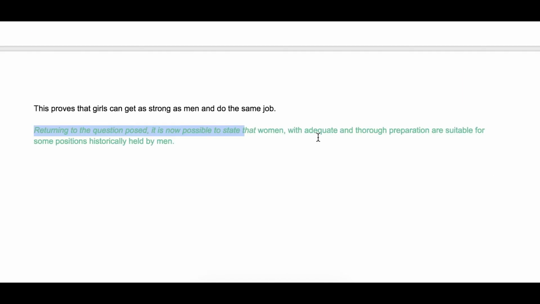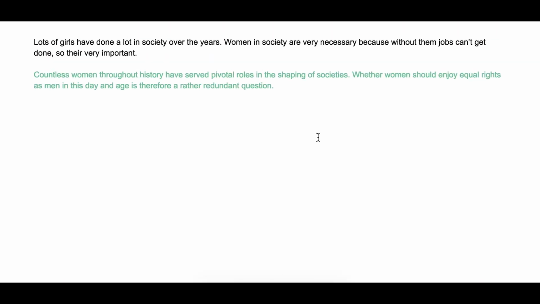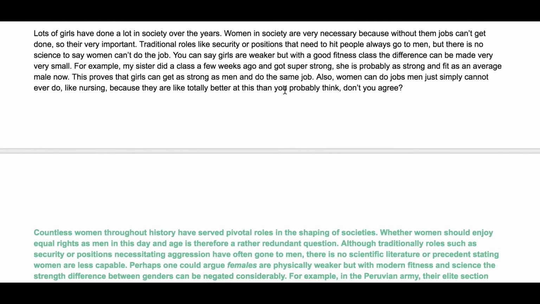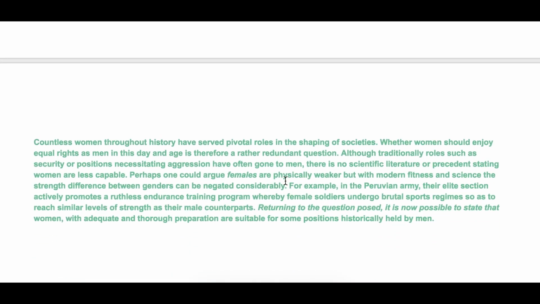So just to compare them next to each other, we've got this one here, and you can read it again, get a good grasp. This is what you're not supposed to be doing, and this is what you're aiming for.